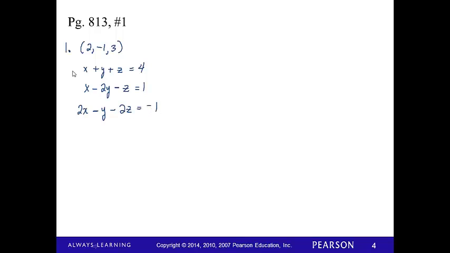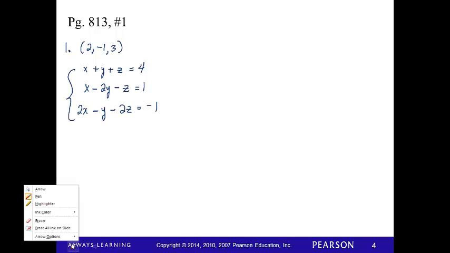So let's go to page 813. Let's look at number 1. It says determine if the given ordered triple is a solution of the system. The triple they gave us was 2, negative 1, 3. And we have the system x plus y plus z equals 4, and then x minus 2y minus z equals 1, and then the last one is 2x minus y minus 2z equals negative 1.